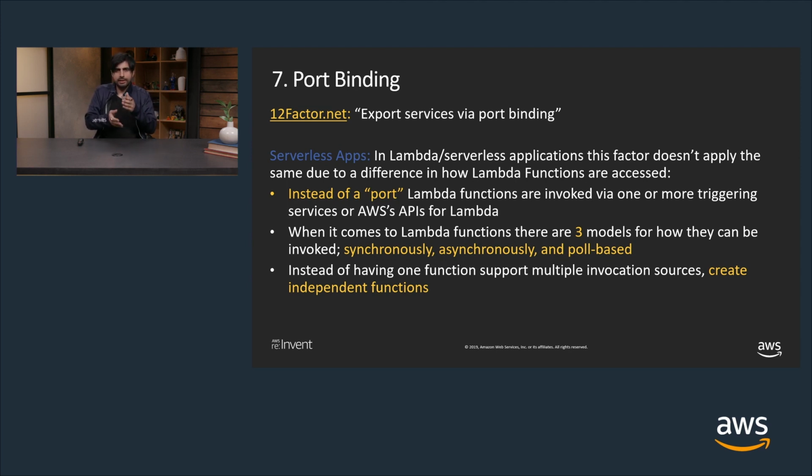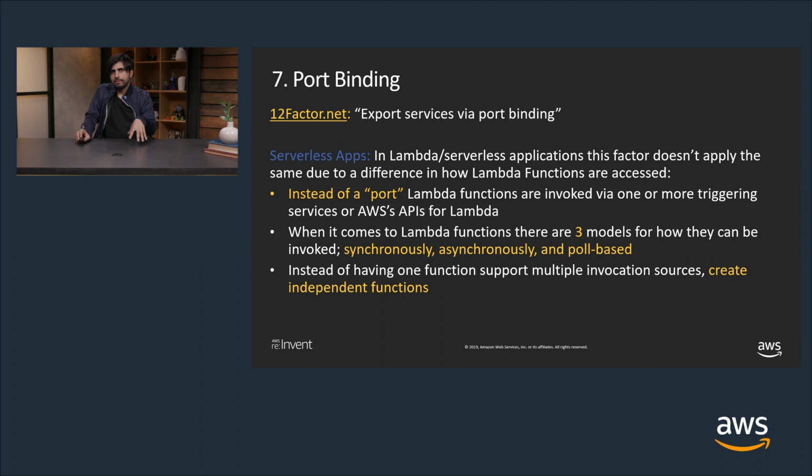You're not dealing with the nitty-gritty of host name mapping and server routing. All that DevOps is put away. You just focus on creating your compute and adding your event sources. And Lambda functions can be triggered in 3 different models, right? They can be triggered synchronously, asynchronously, or pull-based.